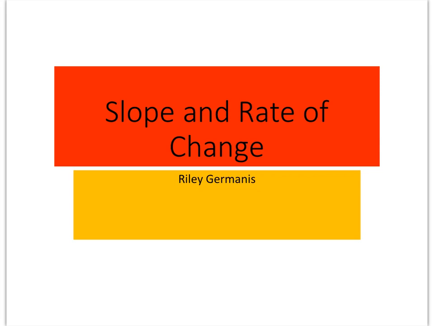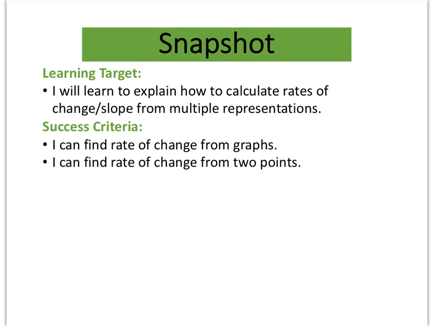All right, this lesson is one of the most important lessons in all of algebra, and it talks about slope and rate of change, which is a relationship between two quantities, and that's really all that slope and rate of change are, a specific relationship between two quantities. So today you'll learn how to create and calculate rates of change or slope from a few different representations, and you can find the rate of change from a graph or from 2 points.